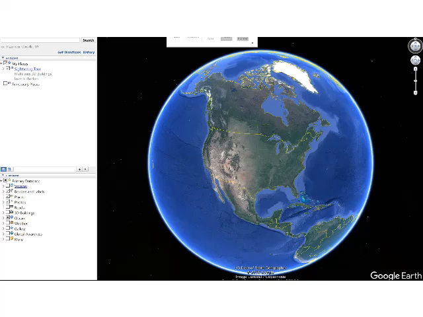We actually can't see the whole planet. We can only see the United States, Canada, Alaska, parts of South America. So this is our viewpoint at this point.